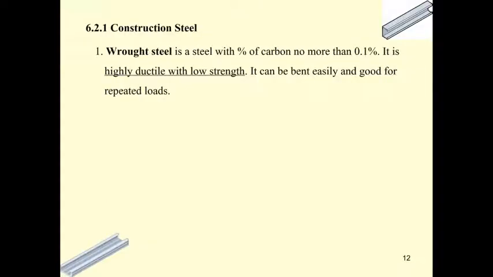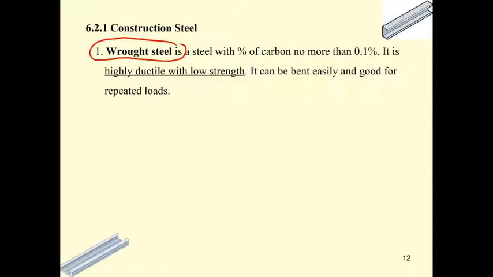And we can also connect the metal sheet to this purlin or to this beam easily. Okay, and the construction steel. Typically, we have three types of them, and the first one is wrought iron. We don't use much wrought iron in the structure, but wrought steel is used in windows.